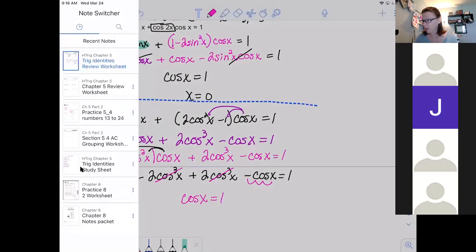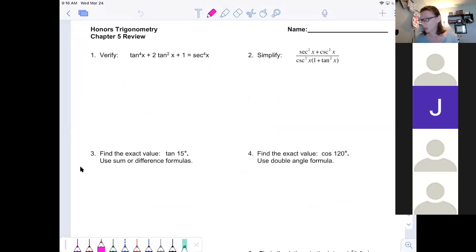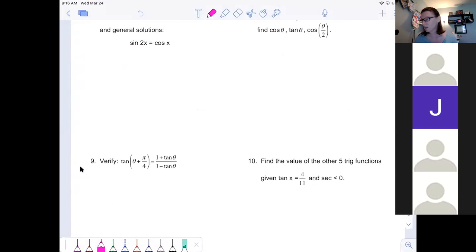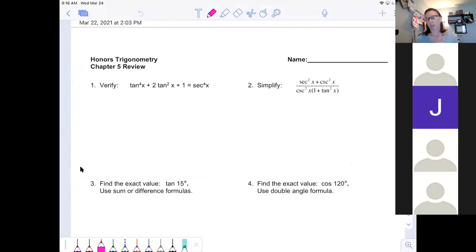There are 10 problems on this chapter 5 review worksheet, and they're kind of just random. There's not a pattern to them. Each problem is different from the previous problem. So the review worksheet does start at the very beginning of the concepts that we've discussed in chapter 5.